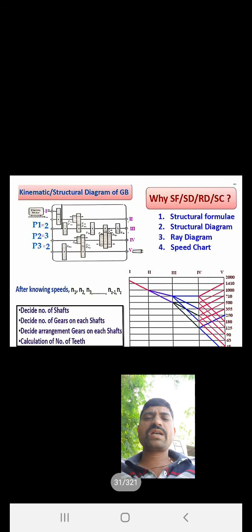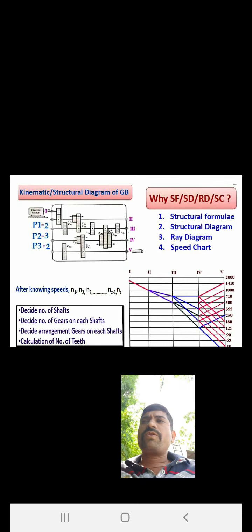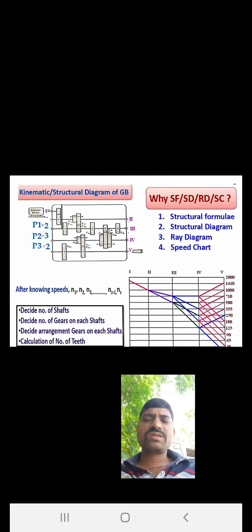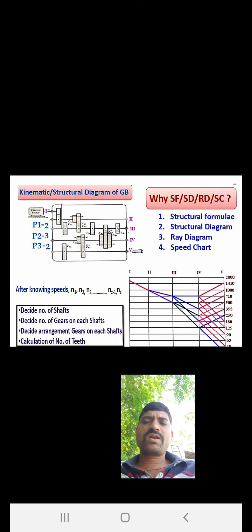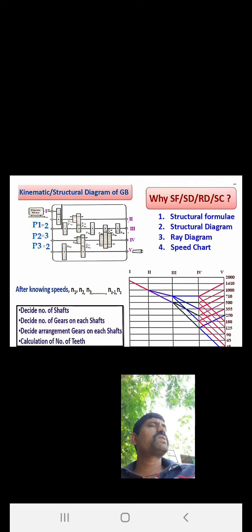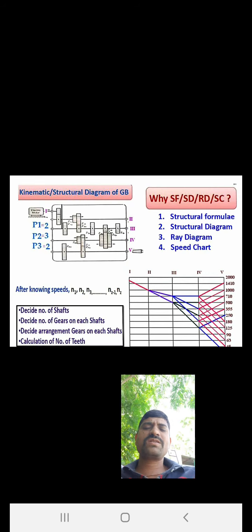Then the next part is the kinematic or structure diagram of the gearbox. How to draw the kinematic or structure diagram for the gearbox? You know the value of P. P1 is the number of speed steps in the first stage, P2 is the number of speed steps in the second stage, and P3 is the number of speed steps in the third stage.